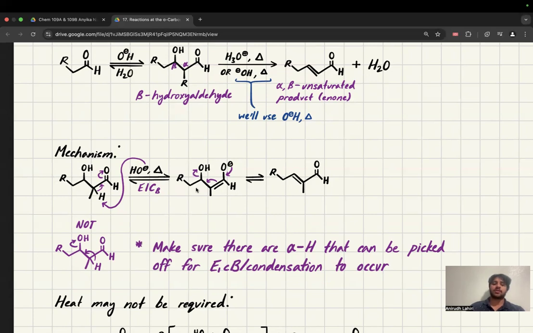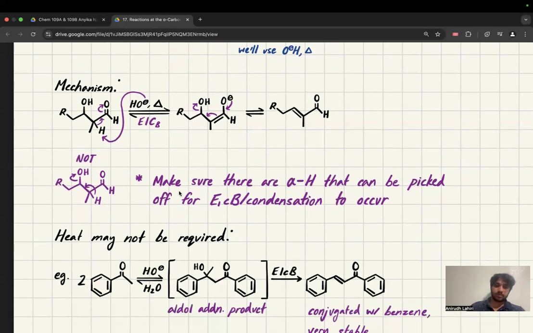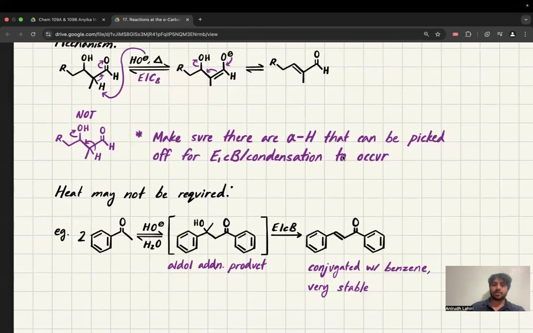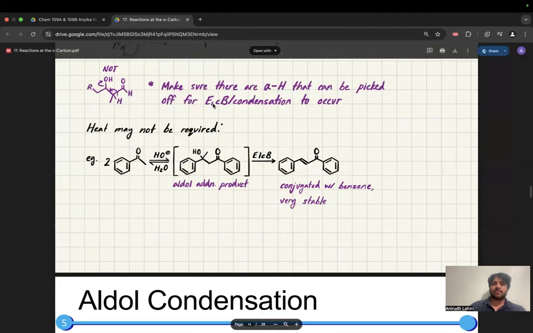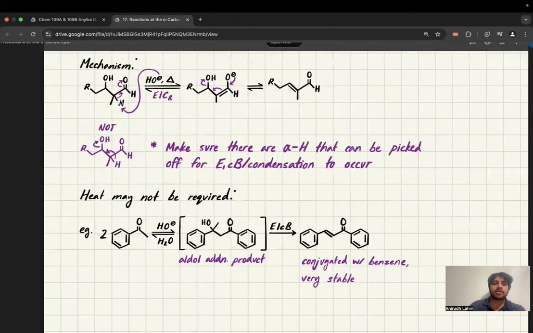So we have to go through this intermediate and then go to here. Another thing to note is to make sure that there are alpha hydrogens that can be picked off for E1CB condensation to occur. If we didn't have alpha hydrogens, we can't do an elimination, right?